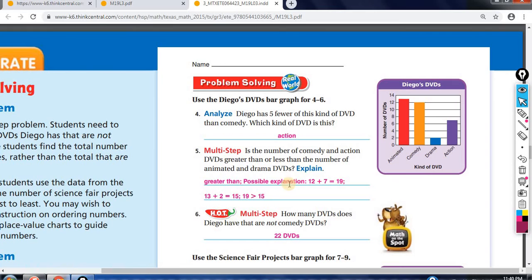And that's how we did this one. Oh, did I make a mistake there? I'm sorry. Oh, yes. Okay, 13. Sorry about that. Animated. Okay. 12 plus 7 equals 19. And then 13 plus 2, which is this one, 13, plus the 2 of the animated and drama. That's 19. Okay. Animated and drama.